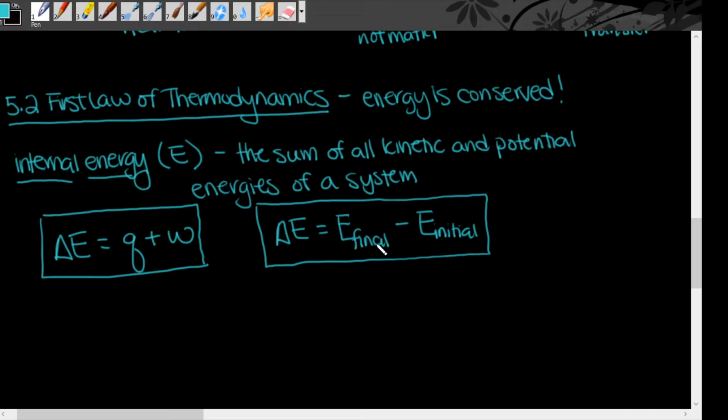So if something has more energy in its final state than it has in its initial state, you would end up with a positive change in energy, like that system gained energy. So if you got a positive delta E, the system gained energy. And if you have a negative delta E, in other words, you started off with a bigger value, you had more energy at the beginning than you had at the end, that would result in a negative delta E, and that means that the system lost energy.